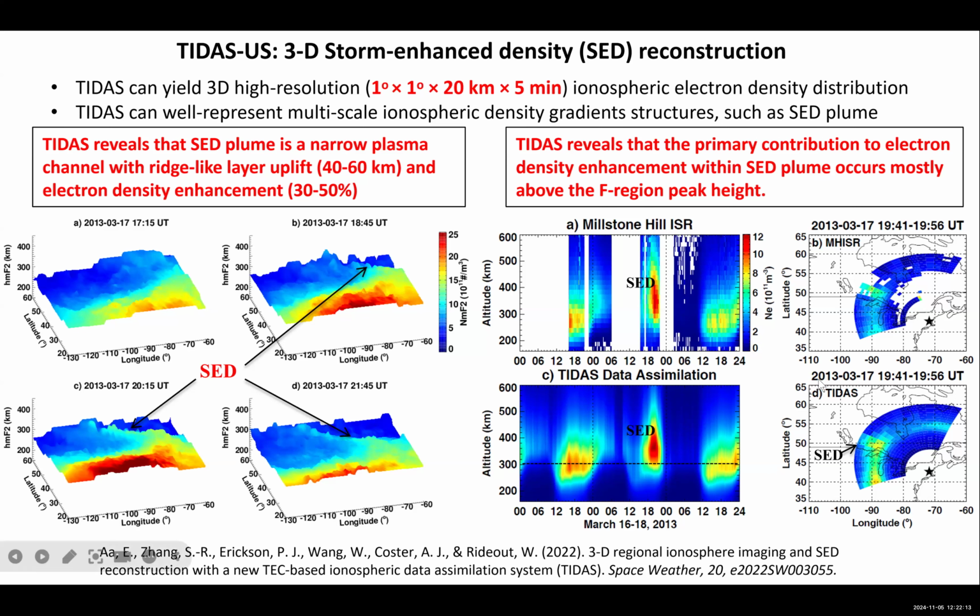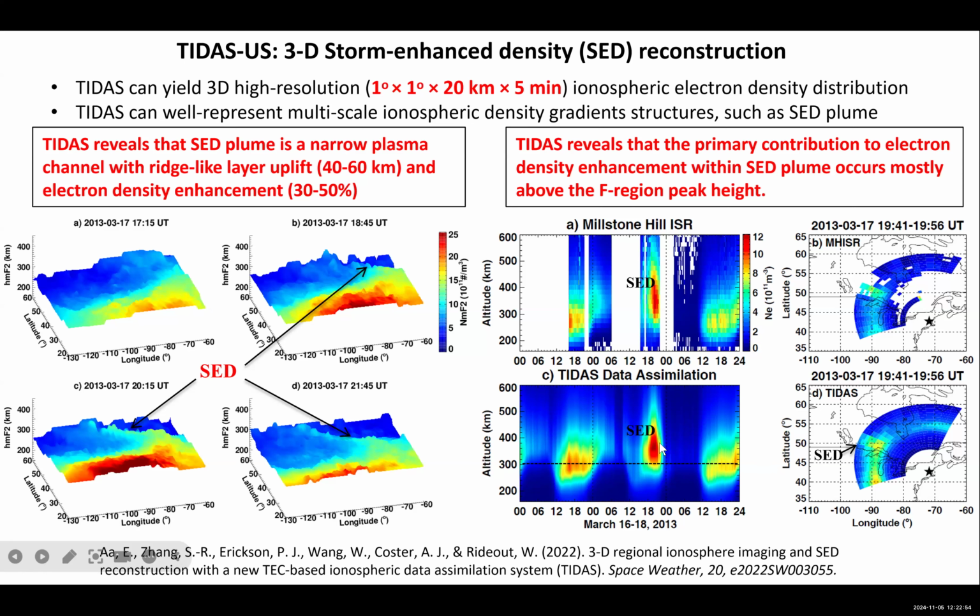The right panel shows an example of the electron density profiles at the Millstone Hill ISR. There are some data gaps, but we can still see the SED structure here. These are from the zenith antenna, and we also have a wide azimuth antenna that scans the wide region, so we can also see this SED plume here. The bottom panel shows the TIDAS reconstructed electron density profiles, which agree quite well with the Millstone Hill ISR. So we see the SED signature here.